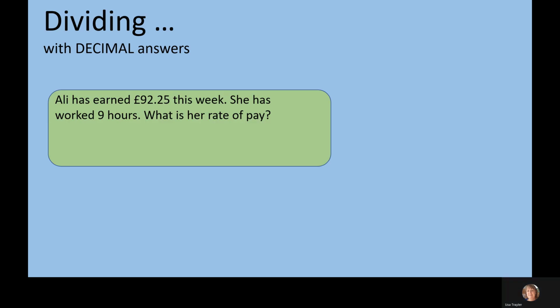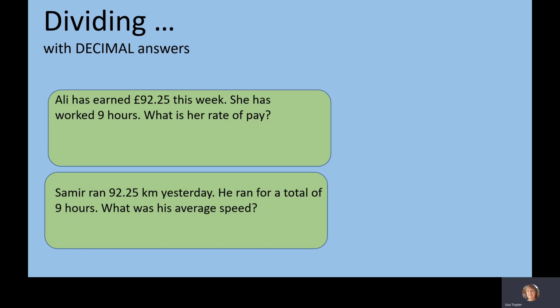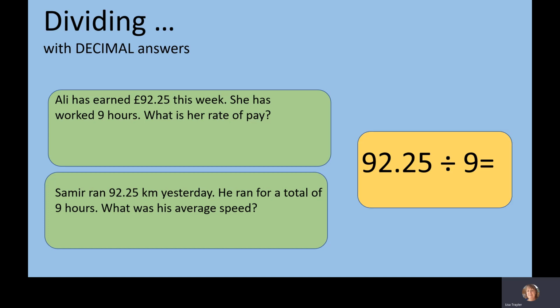Okay. Ali has earned £92.25 this week. She has worked 9 hours. What is her rate of pay? And Samir ran 92.25 kilometres yesterday, and he ran for a total of 9 hours. What was his average speed? Both of those would generate a calculation of 92.25 divided by 9.